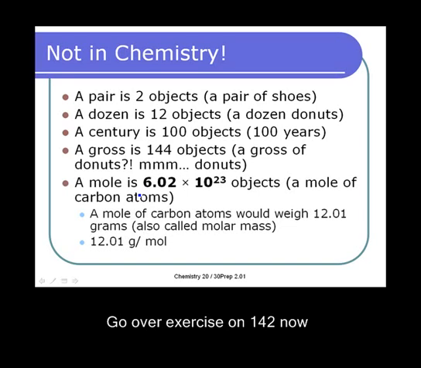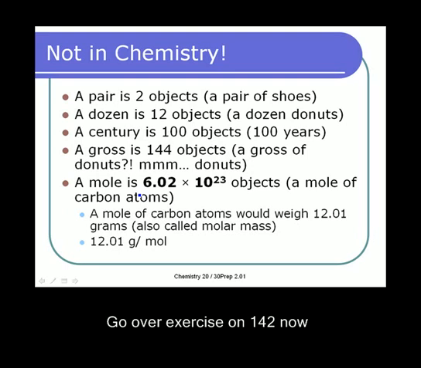So the mole is the same idea. The mole is a number of objects. In chemistry, it's the number of atoms or the number of molecules in a sample. So 1 mole is equal to 6.02 times 10 to the 23rd objects. And for carbon, if you had 6.02 times 10 to the 23rd atoms of carbon, it would weigh 12.01 grams.